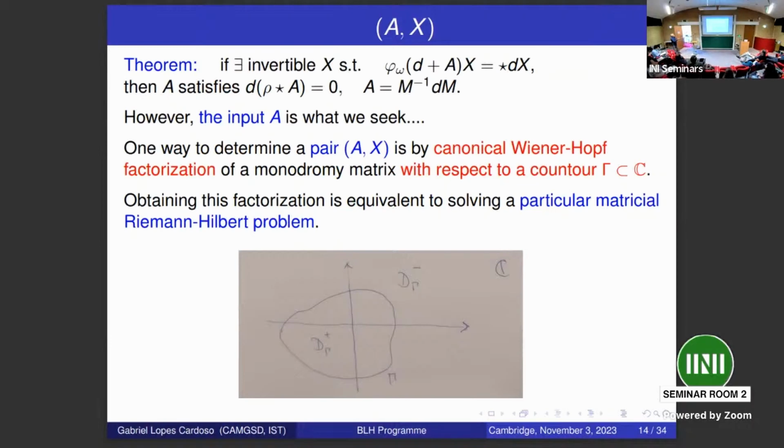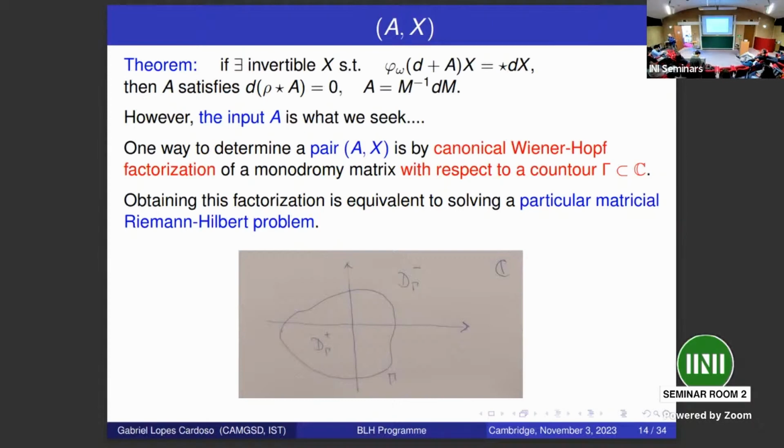So how are you going to solve this? Well, the statement is that you can now determine the pair A of X in one shot by performing what is called canonical Wiener-Hopf factorization of a monodromy matrix with respect to a certain contour, gamma. This I will have to explain. And this in turn is equivalent to a factorization problem. Sorry, this factorization problem is equivalent to a particular Riemann-Hilbert problem. And that's what I'm going to explain next.